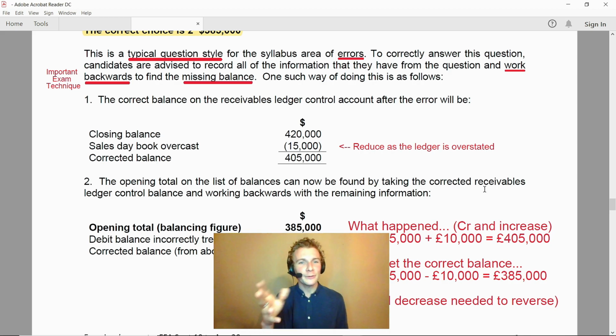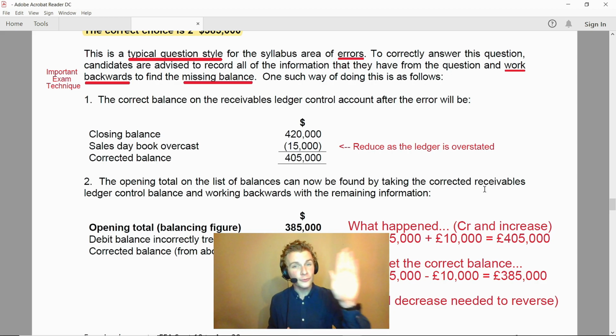This is a typical exam style question for the syllabus on errors, okay? It's that important. My laptop nearly fell over recording this as well. So in true fashion, we will carry on professionally as ever. To get the correct answer to this question, candidates are advised to record all information, okay? As we go through, the key thing with an errors question is that you've got to work backwards.